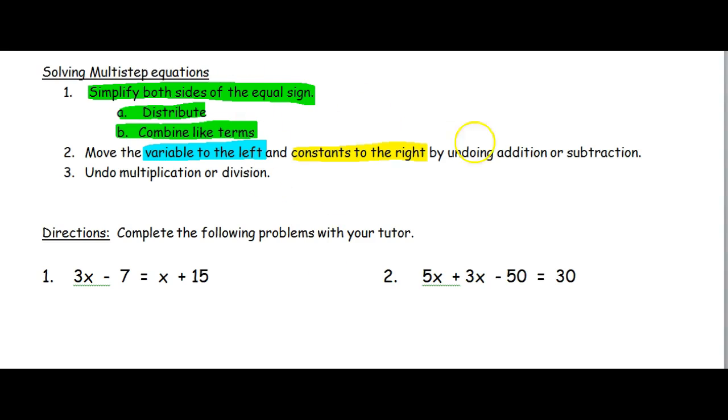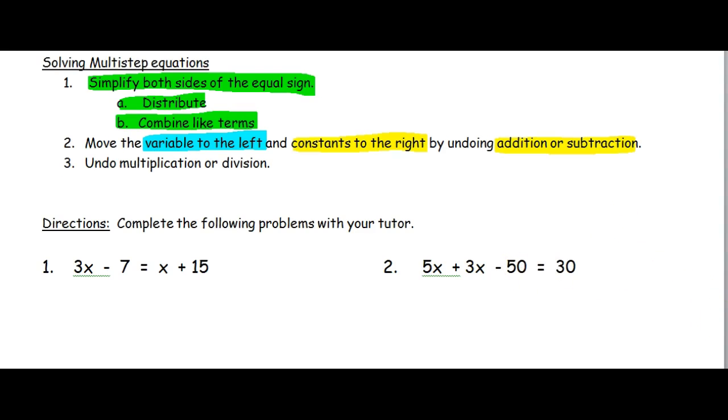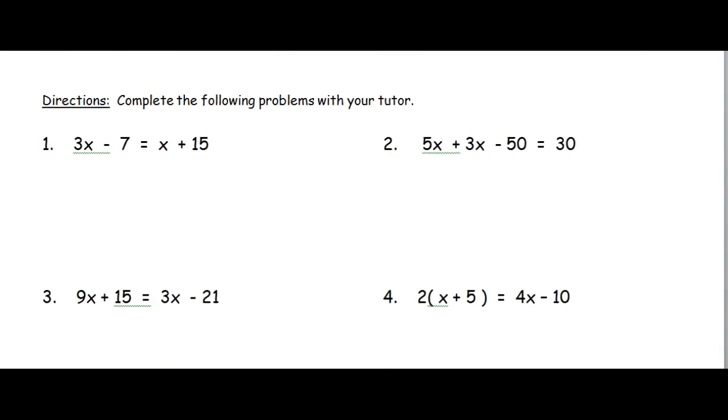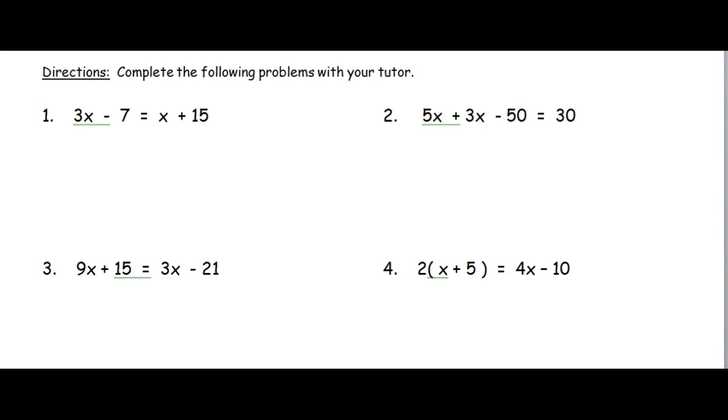Now, when we do that, we are undoing any addition or subtraction in the problem. Well, once we undo or move the variables to the left and constants to the right, then we only have one step left, and that's to undo multiplication or division. So, let's look at some examples here. Now, example 1. I have no distributing or combining like terms on the left side, and I have no distributing or combining like terms on the right side. So now I can move on to step 2.